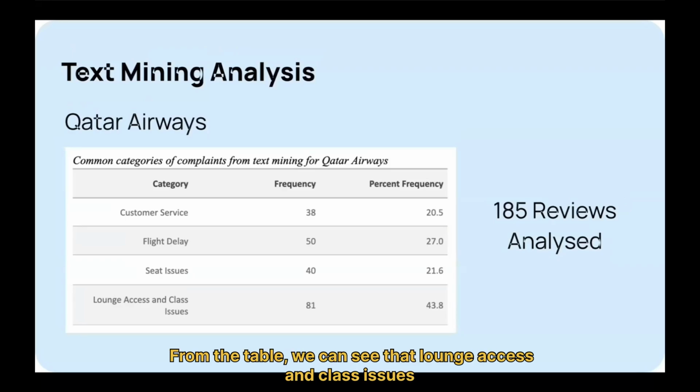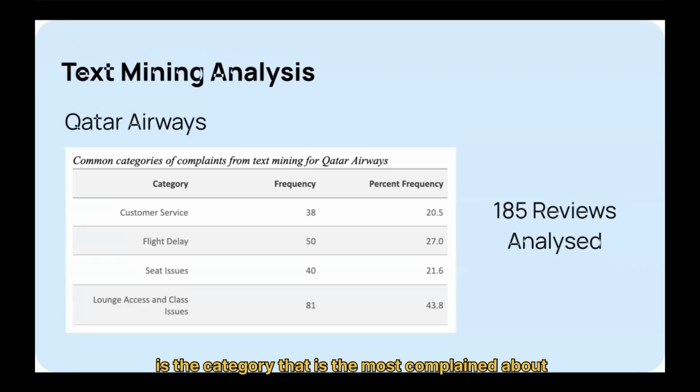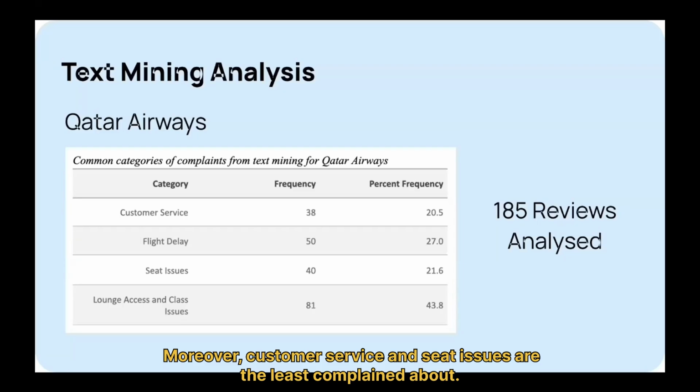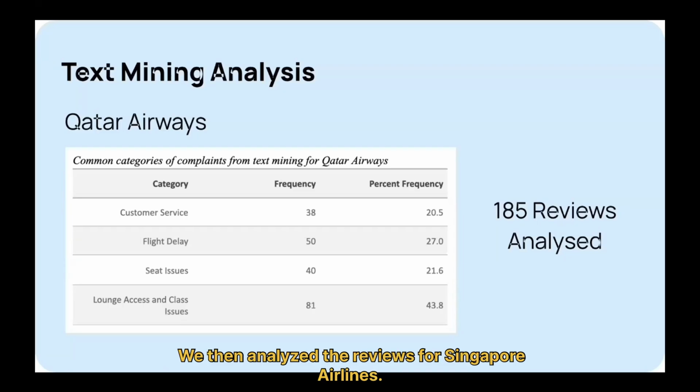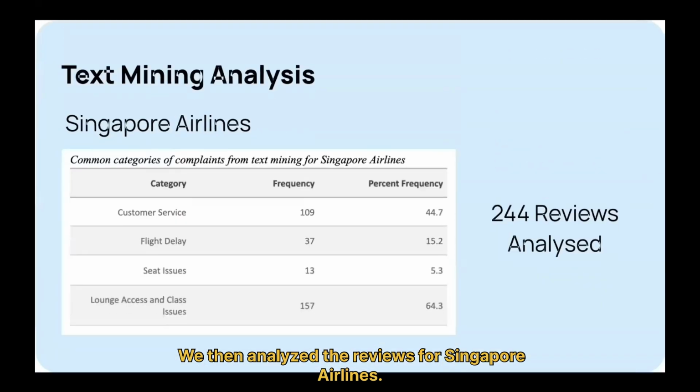From the table, we can see that lounge access and class issues is the category that is the most complained about, followed by flight delay complaints. Moreover, customer service and seat issues are the least complained about. We then analyzed the reviews for Singapore Airlines. A total of 244 reviews were analyzed for Singapore Airlines. The result from the text mining is given in the table.